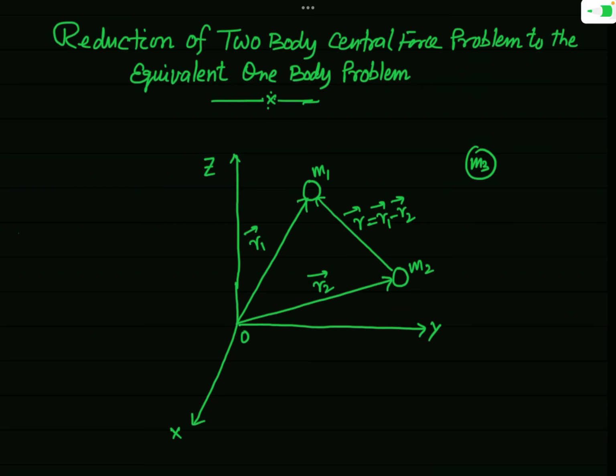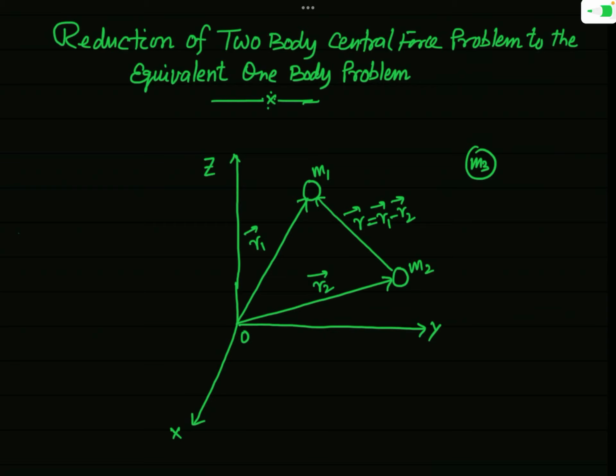In the problem of central force field, generally we are faced with a problem where two bodies or two particles interact with one another via a central force. For example, in planetary motion, the planet and the sun attract one another by gravitational force, and gravitational force is a central force. Such a problem, where the two bodies interact via some central force, is called a two body central force problem.